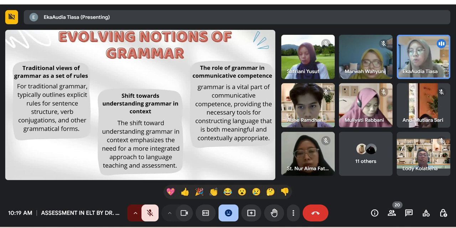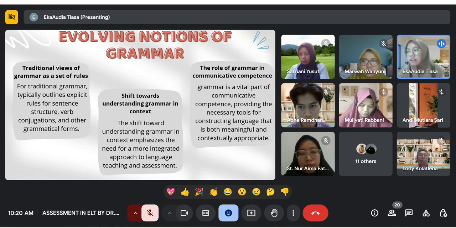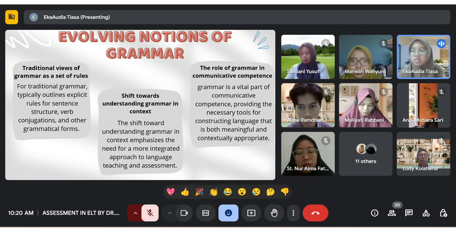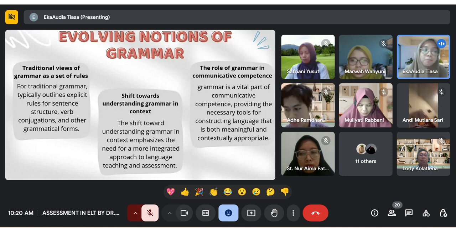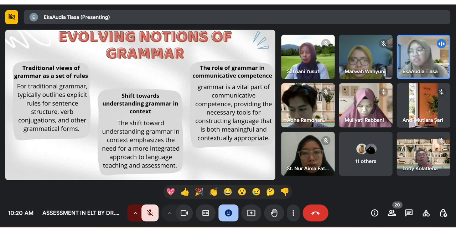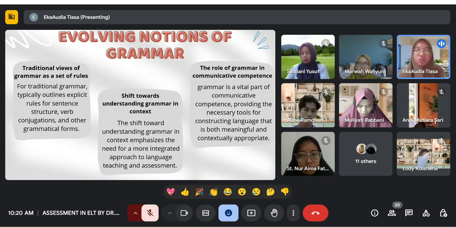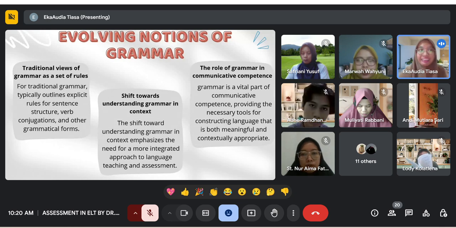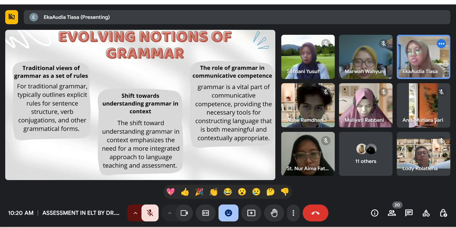Additionally, this shift promotes the creation of assessments that reflect authentic language use, moving away from traditional testing methods that might fail to capture a learner's true grammatical proficiency. Assessment should not only measure grammatical accuracy, but also assess how well students can apply their grammatical knowledge in practical ways. The next is about the role of grammar in communicative competence.